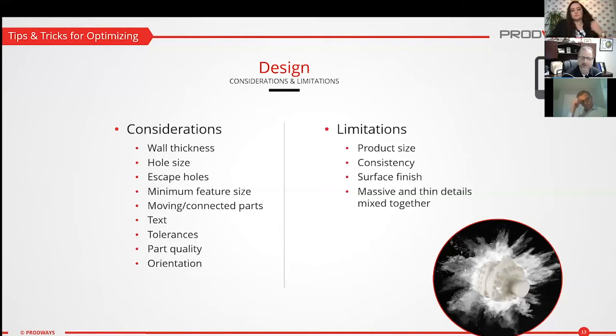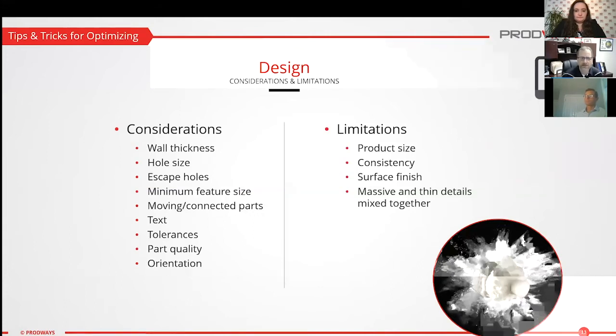Part quality, Alban touched on that a bit. Surface finish varies a bit by powder, but we are finding that part quality, or I like to say consistency, is very good. We run multiple technologies in our company so we can compare them head to head, but part quality is nicely consistent. Orientation is always a factor in additive manufacturing.